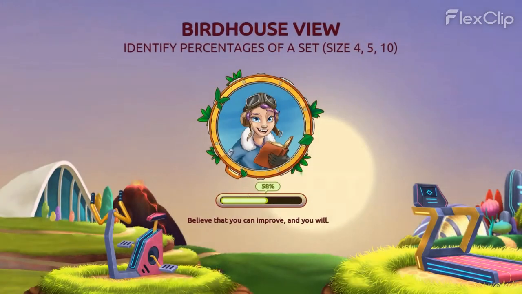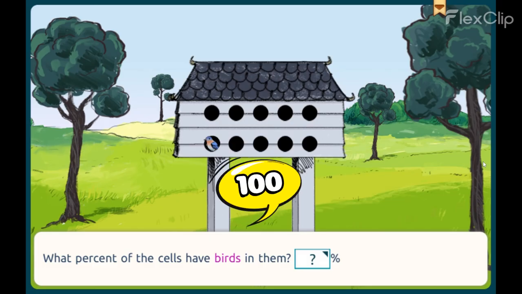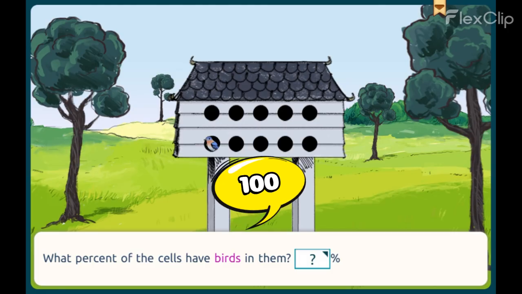We are going to talk about percentages, and we need to understand one little detail about percentages. Percentage means divided by 100. So, percent is closely related to the number 100. Every time you see our bird cells in our birdhouse, we need to understand that every bird cell means percent.